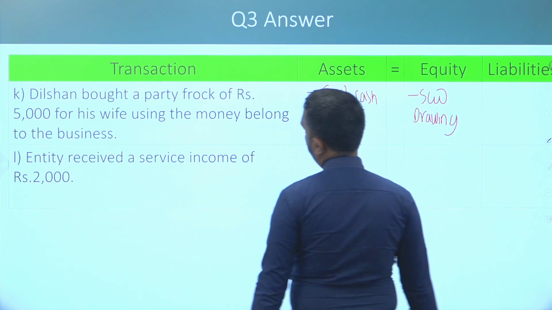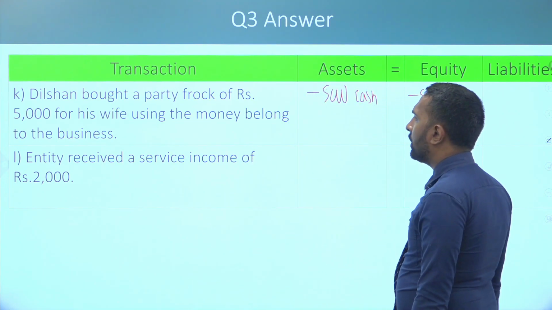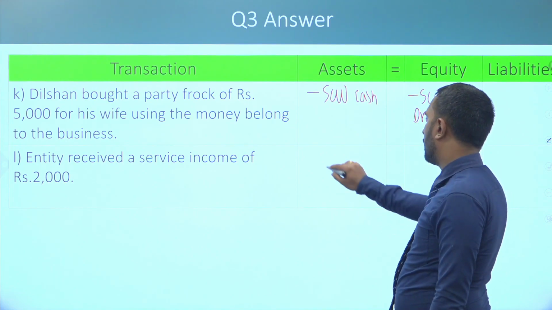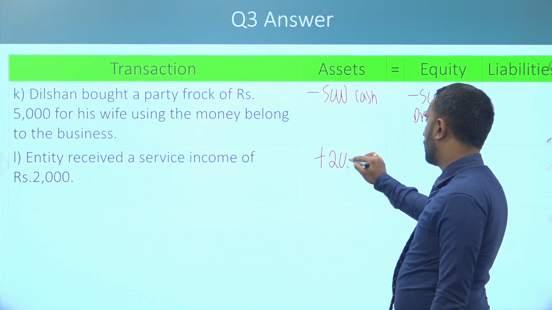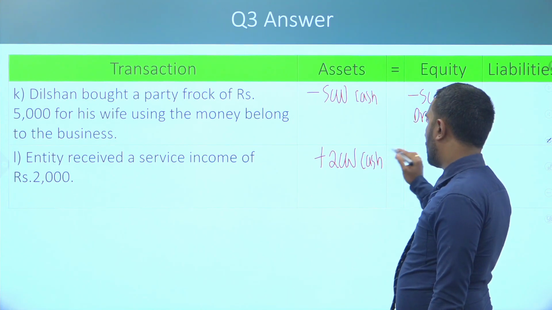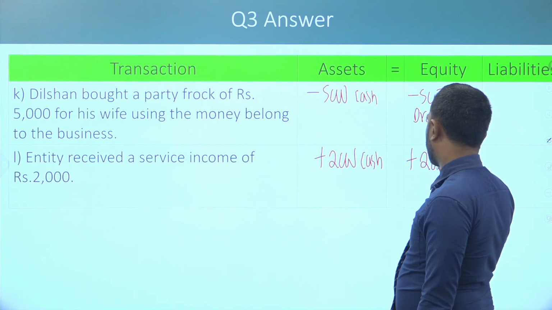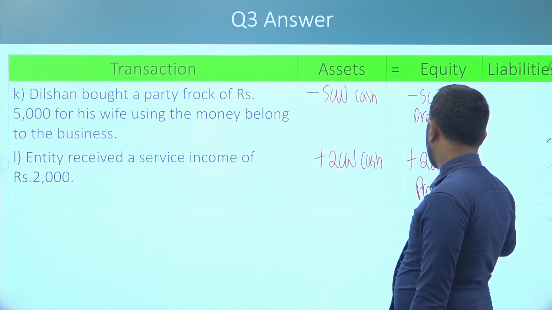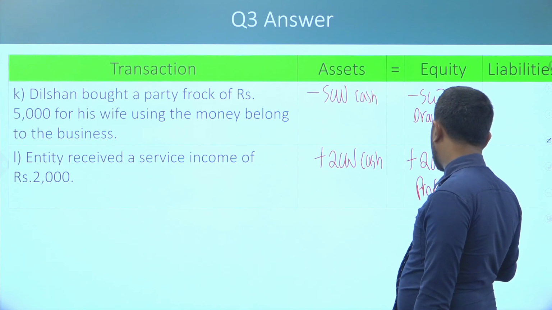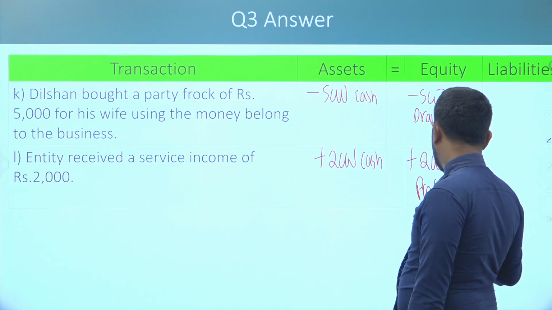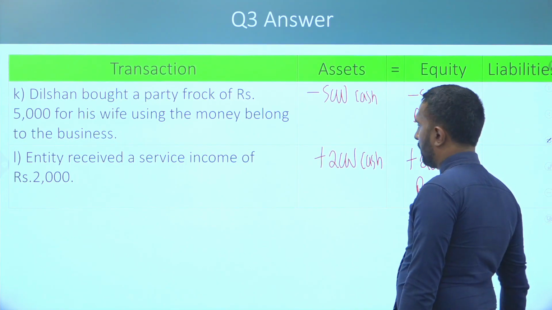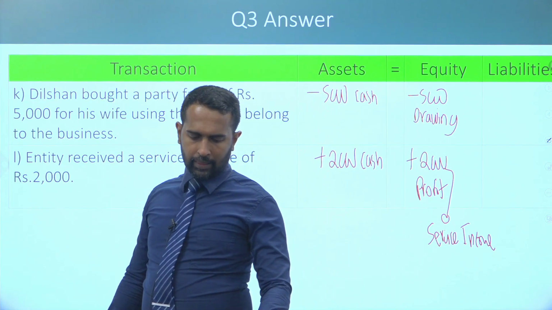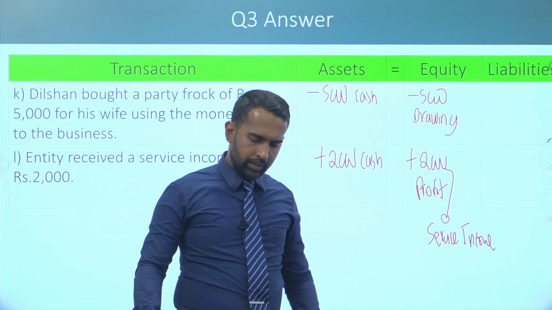It's a drawing. The entity received a service income of 2,000. My cash goes up by 2,000 and my profit goes up. The profit goes up because it's an other income, my service income. The income I received is service income. Right.